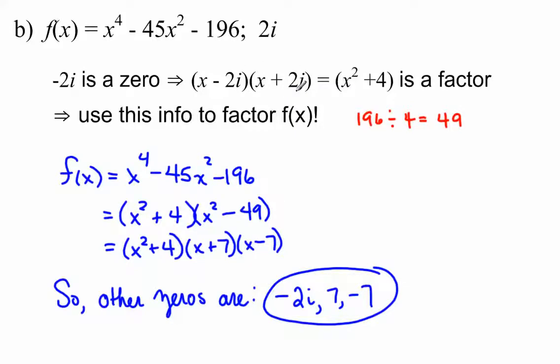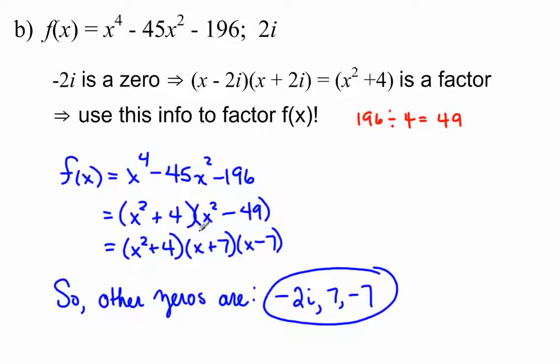I can FOIL this out and simplify, get x squared plus 4. The middle terms cancel, and negative 2i times positive 2i is a negative 4i squared, but i squared is negative 1, so that's where we get that plus 4. So this is a factor of this nice trinomial. Well, it looks like maybe that should factor. Does 4 go into 196? Yes, it goes in 49 times, so let's try that.